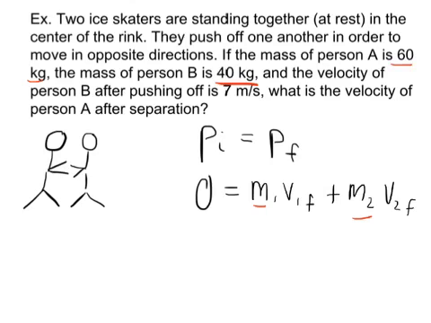We know that the velocity of person B is 7 meters per second. So we know V2F. Okay, so I'm underlining on the equation the things that we know. We know the second mass. We know the second velocity after the collision, or after the explosion in this case. We know the first person's mass, but we don't know the first person's final velocity. And that's what we're trying to figure out. What is the velocity of person A after the separation? So this is what we're looking for right here.